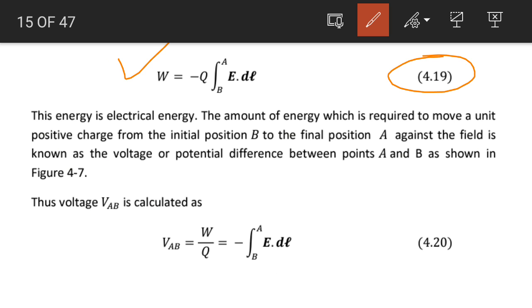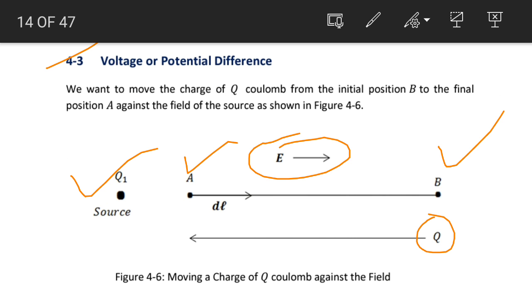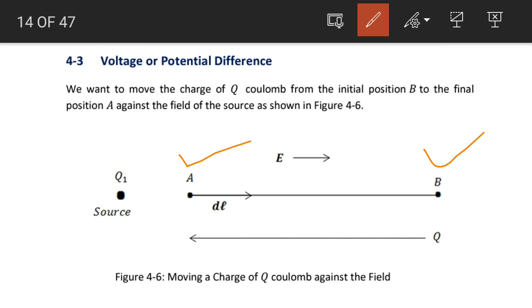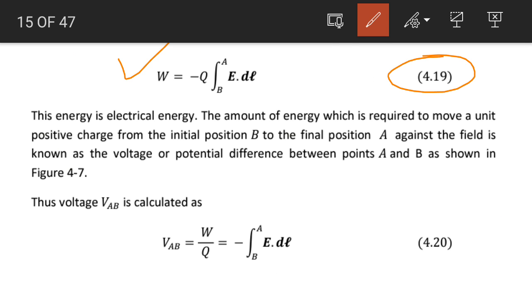Well, what is the potential difference between these two points? We want to find out the voltage or the potential difference between two points. The amount of energy required to move a unit positive charge from the initial position B to the final position A against the field is known as voltage or the potential difference between these two points. So this much energy is required to move a charge of Q coulomb from the initial position B to the final position A against the field.